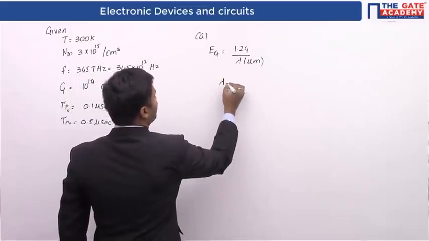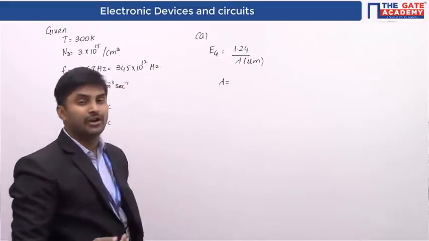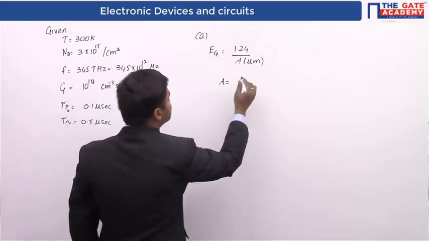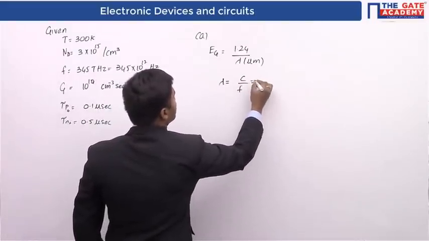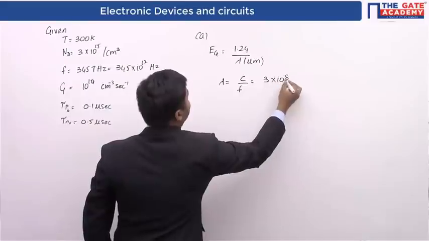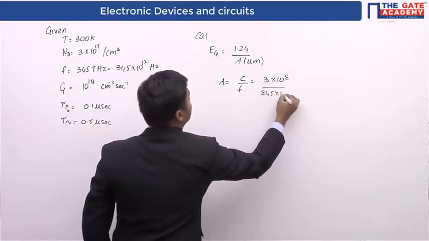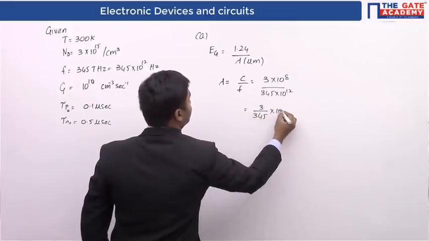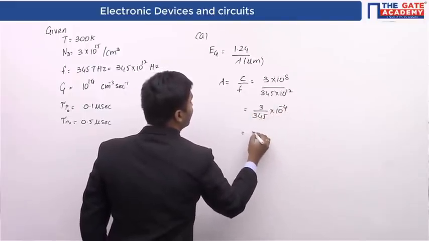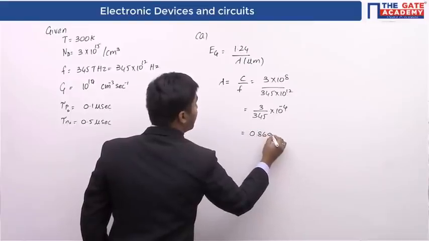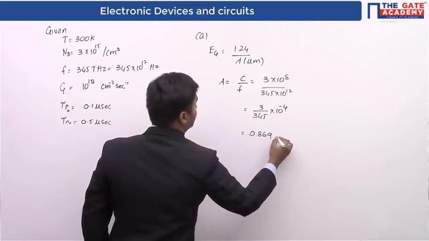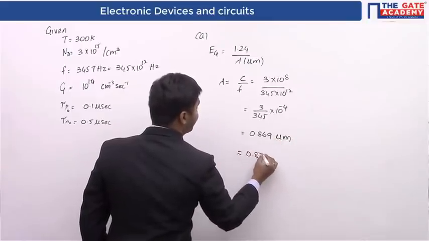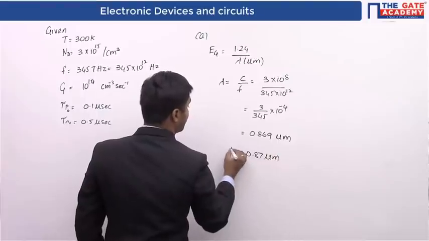Lambda can be found using the velocity of light and the frequency given in the question. So lambda is equal to C by F, which is 3 into 10 power 8 divided by 345 into 10 power 12. So it is 3 by 345 into 10 power minus 4. If you solve it, you will get 0.869 micrometers. Okay, so I can consider it to be 0.87 micrometers. This is the value of lambda.